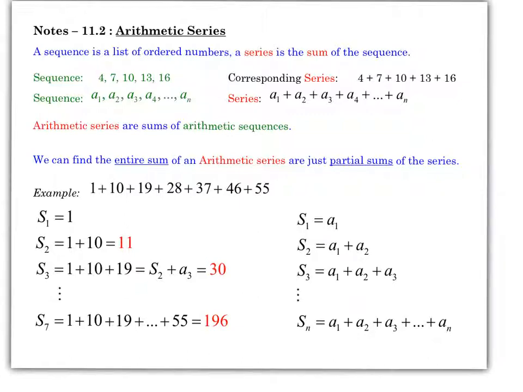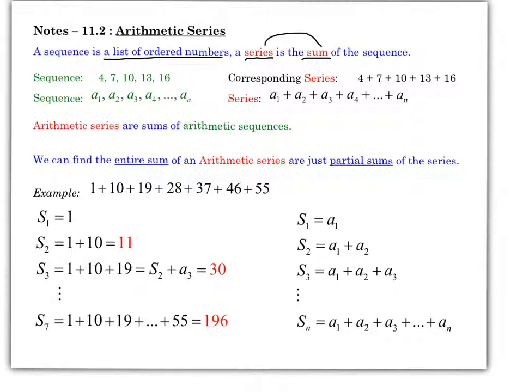And now this is continuing from looking at the arithmetic sequence. The sequence was when you just had a list, and that's of the ordered numbers. A series is then when you take those numbers in the list and you make a sum out of them. So remember I told you there are going to be a lot of S words going on. So series and sum are always going to go together.